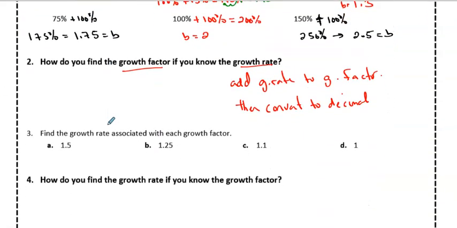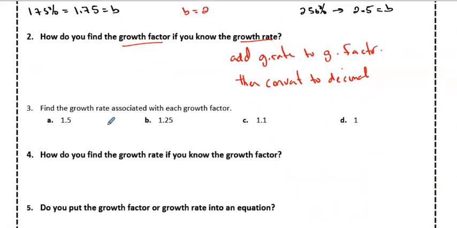If you scroll down a little bit to number 3, it says find the growth rate associated with the growth factor. So this is my b value, so b is equal to 1.5, right? That's my growth factor, what they're giving me. All right, I'm going to always think about that. I'm starting with 100%. So 100% as a decimal is just 1. Well, I'm starting with 1. So how do I get from 1 to 1.5, which is given to me? Well, I'm going to add 0.5. So 0.5 is my growth rate.